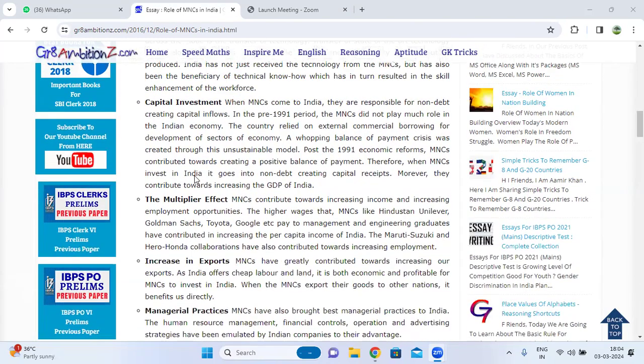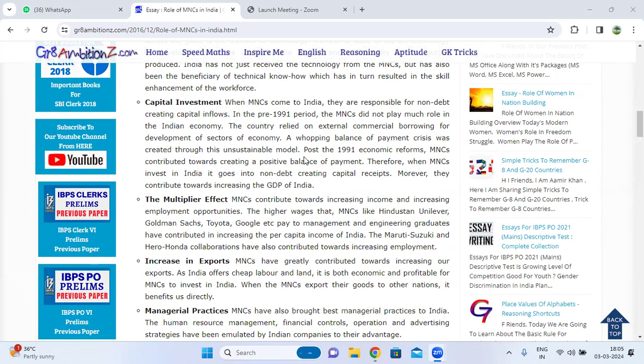Next one, capital investment. When the multinational corporations come to India, they are responsible for non-debt creating capital inflows. There is no debt attached to these capital inflows. In the pre-1991 period, the multinational corporations did not play much role in the Indian economy.